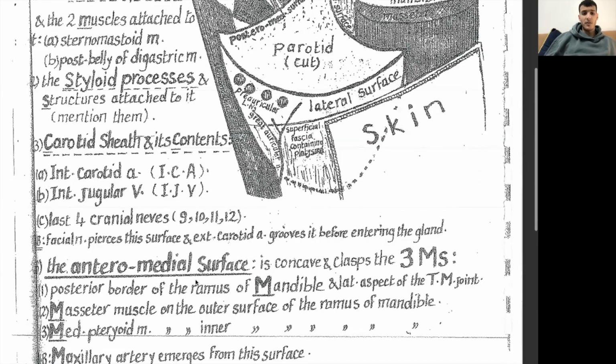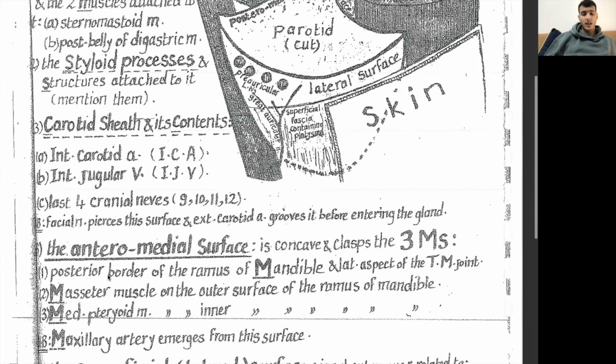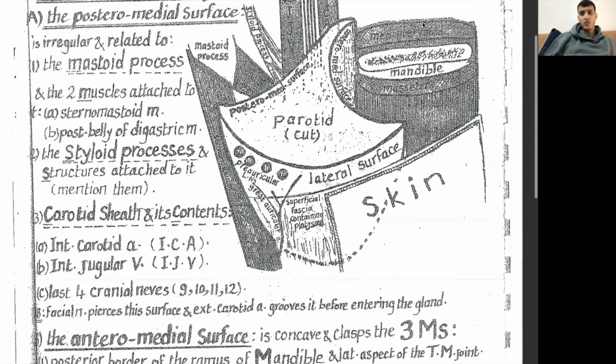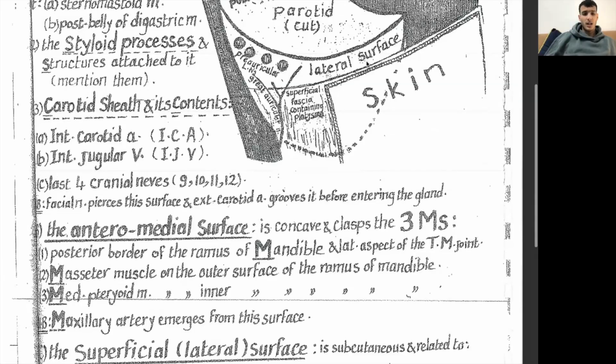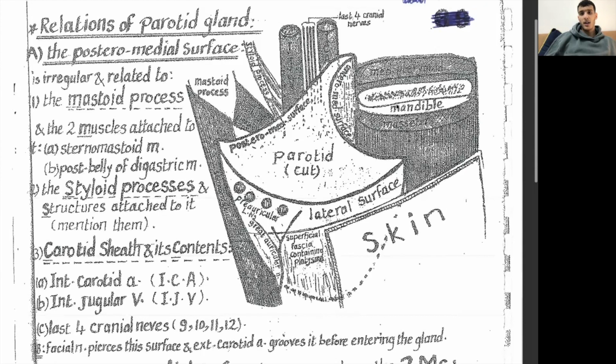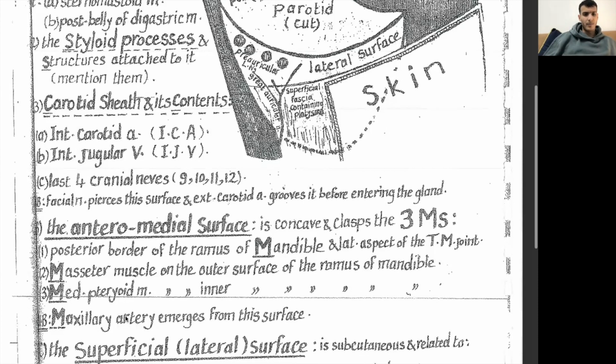Second thing is the relations with the anteromedial surface. We obviously have the posterior border of the ramus of the mandible right here. Okay. Then we have the masseter muscle, the medial pterygoid muscle, and the maxillary artery emerges from this surface. So you have the 2 muscles, the mandible, and you can mention the maxillary artery.